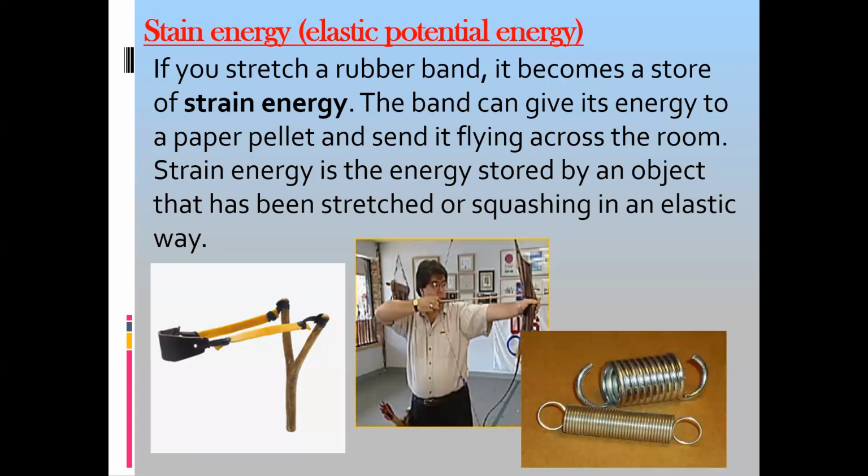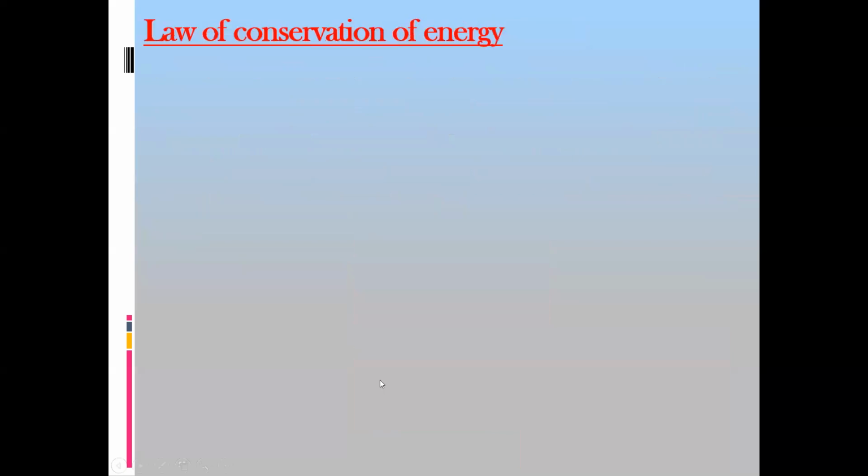Even if we have a spring, we compress the spring or we stretch the spring, it will also store energy, and that energy is known as elastic strain energy. Is the concept of elastic strain energy clear? It is the energy stored in the object due to deformation, due to change in length, shape, or size. So these are the forms of energies.